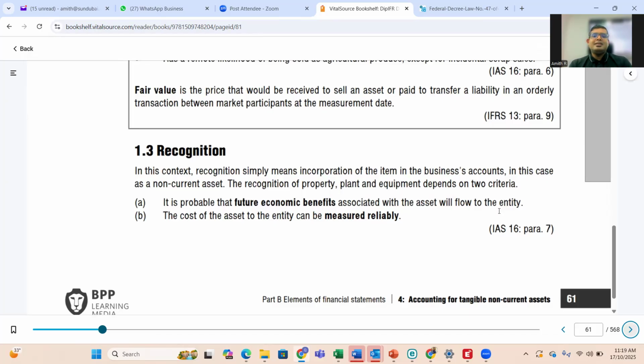Correct. That is why you miss the keyword. It is probable that future economic benefits associated with the asset will flow to the entity. Isn't it probable, in the situation that I told you? It's not judgmental, it is probable. There is a probability.